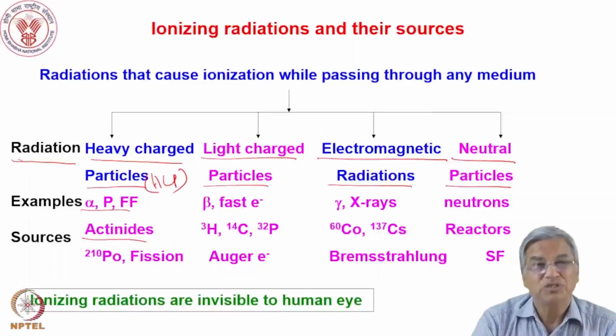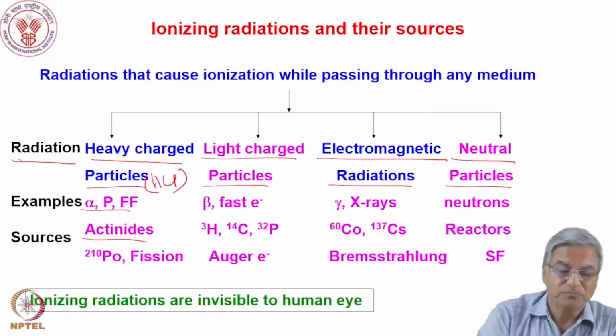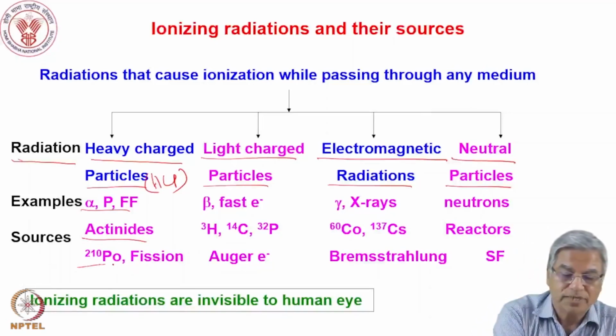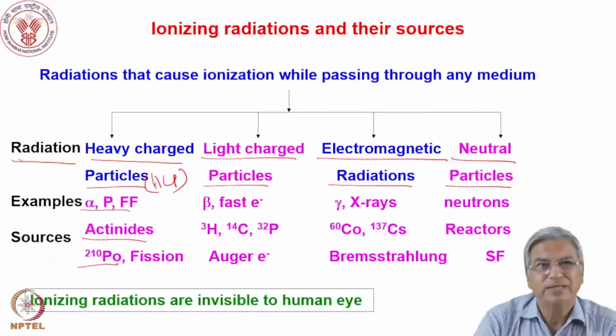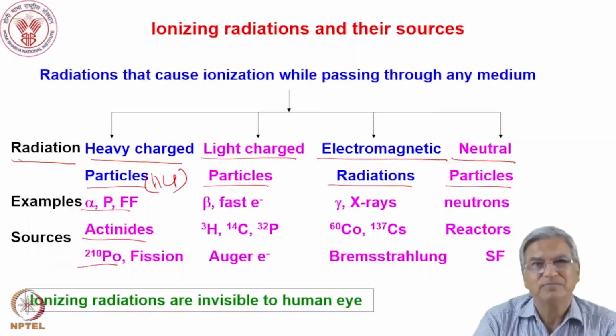Many times we need to detect the fission fragments. For example, polonium-210 is a source of alpha particles. Even plutonium-239 or radium-226 are sources of alpha particles. And if you have a spontaneously fissioning isotope like californium-252, that is a source of fission fragments.